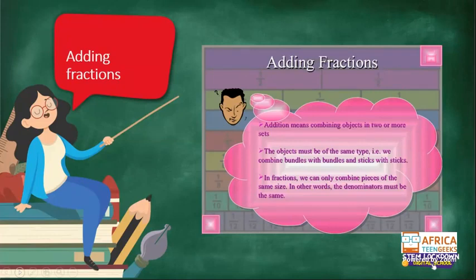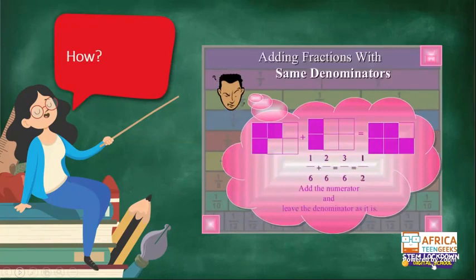For example, here we combine bundles with bundles and sticks with sticks. We don't combine sticks with bundles. We combine objects of the same type. In fractions, we can only combine pieces of the same size. In other words, the denominators must be the same. Denominators are kept the same. You don't change them. So here's an example of how we add fractions.